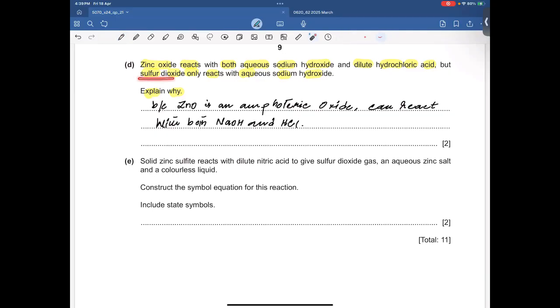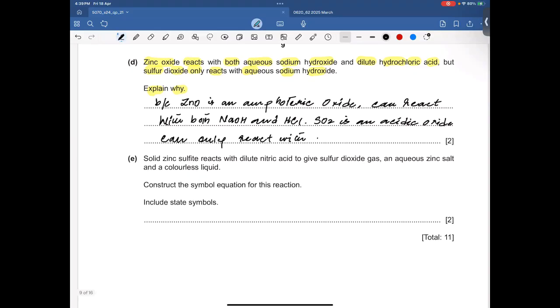whereas sulfur dioxide is an acidic gas, so it can only react with an alkali. Acidic gas or acidic oxide is the same thing. So it can only react with NaOH.